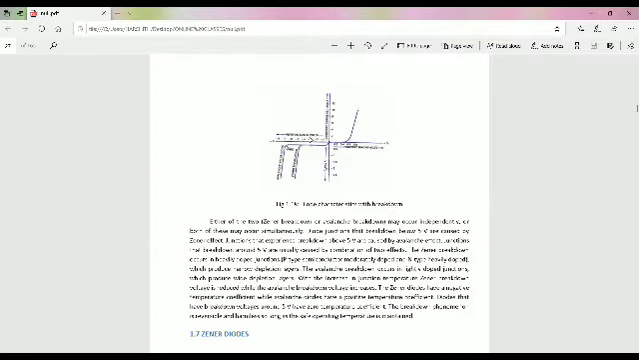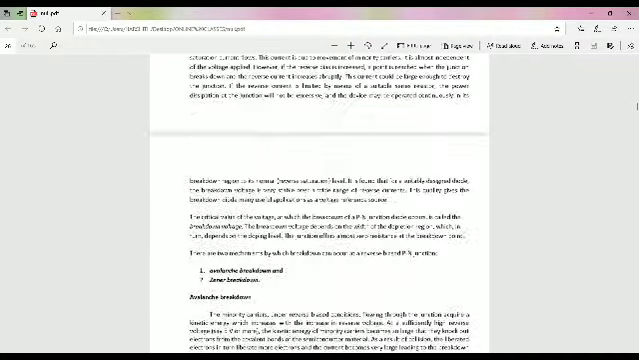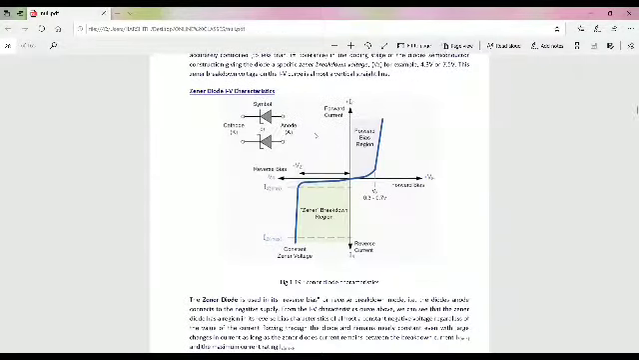This is very important. In reverse bias, this is the Zener diode VI characteristics. This is the knee point, the VZ knee voltage. This is the Zener breakdown voltage. This is I minimum, and this is I maximum. Maximum current, minimum current. In the minimum saturation region, only a small current flows.